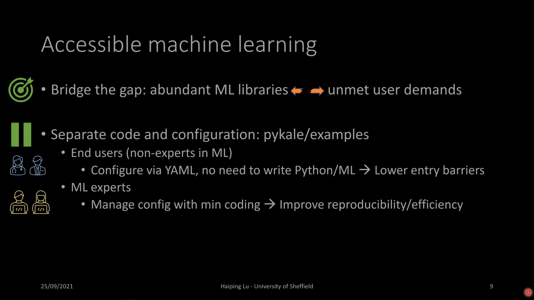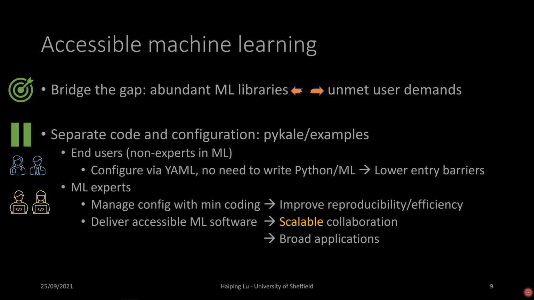For machine learning experts like us, this design will help us to manage the configurations with minimum coding. It can improve reproducibility and efficiency. For example, we can save the configuration for a particular paper as a single YAML file. And this also helps us to deliver more accessible machine learning software. It can make our collaborations more scalable so that we can collaborate with more collaborators, and it can help to deliver our machine learning to more broad applications.